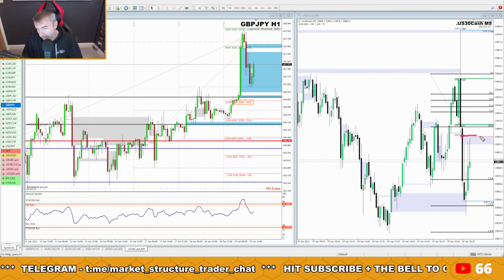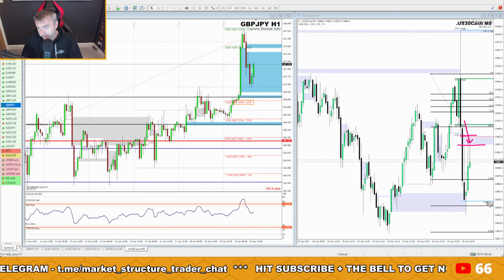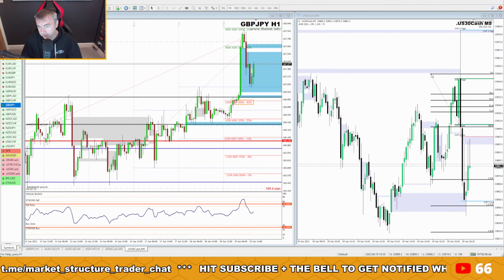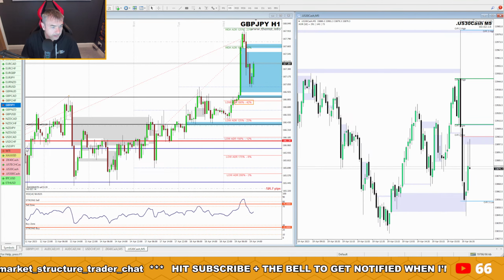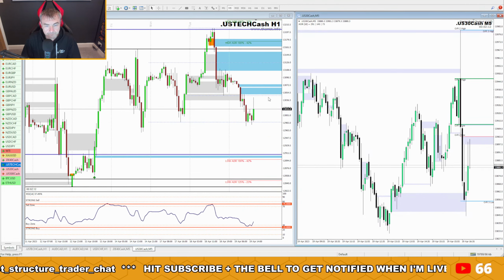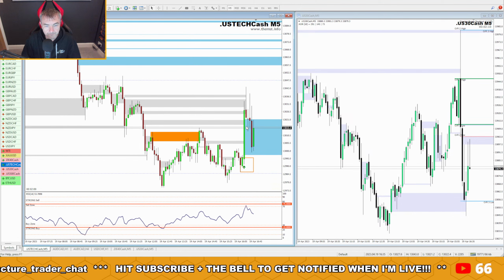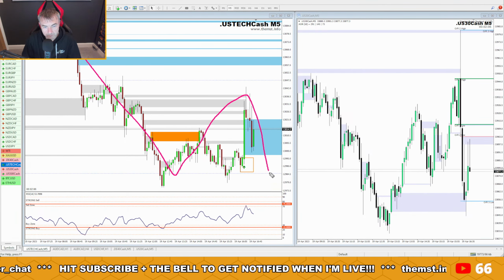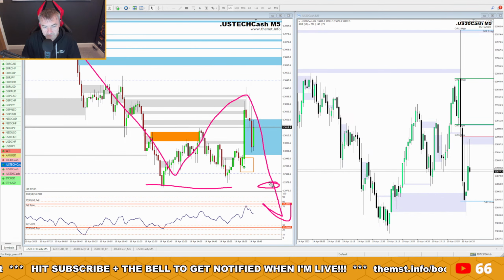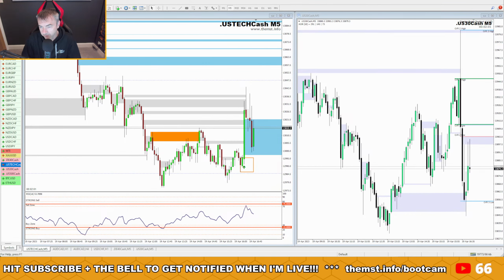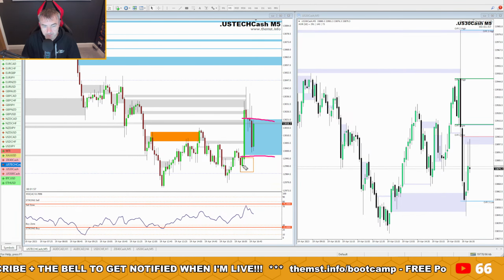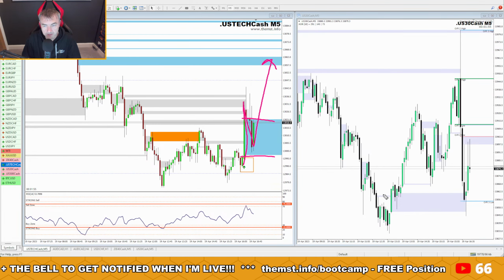So we just pulled back into propulsion. They're starting to reject the highs, so it looks like a good short at the moment on the Dow. NASDAQ is rejecting the highs as well. So potential challenge on those lows on the cards as well. We are in a propulsion gap though, so this might be a buy back up to there.